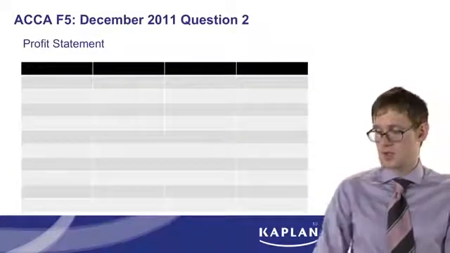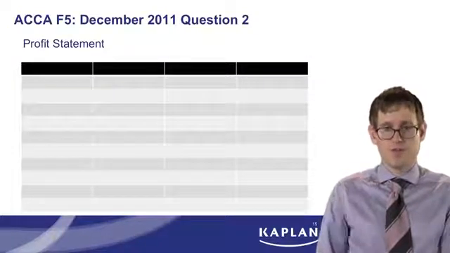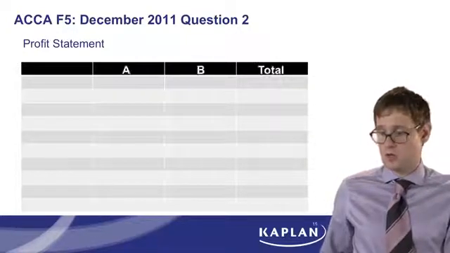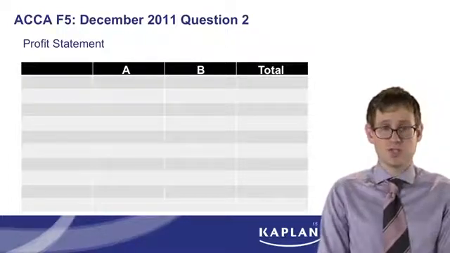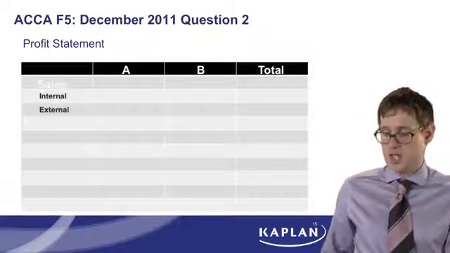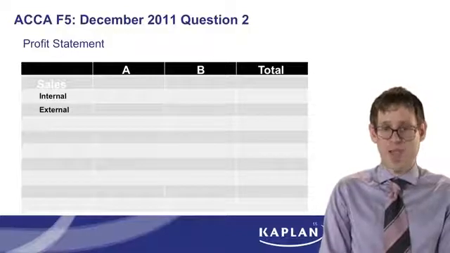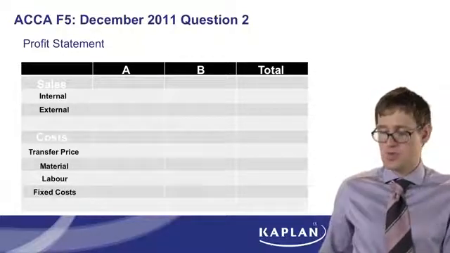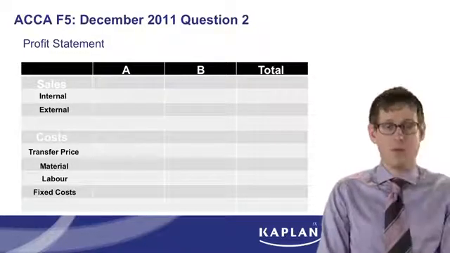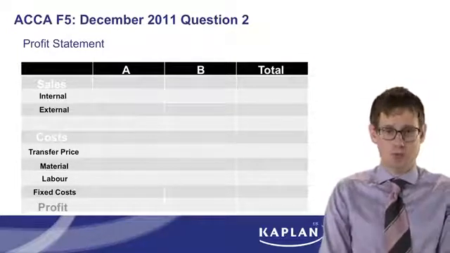The profit statement should look something like this. You're going to need 4 main columns. In the first column, you'll have the costs and the revenue, and then in columns 2, 3 and 4, you're going to have the two divisions, A and B, and the total. Some of the headings you're going to need in the first column include the sales, both made internally and externally. Then we'll move on to the costs. These include the transfer price, the material, the labour, and the fixed costs. Finally, at the bottom, we'll need the profit.